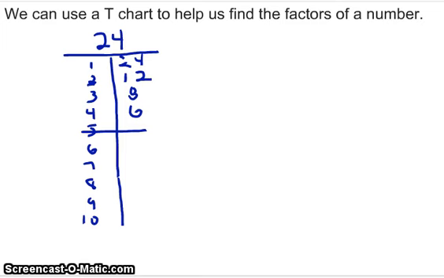And 6, we already have 6. So I'm going to put a big R on top of 6 because that number would be a repeat. We already have that on our chart. And I'm going to cross off all the numbers below. Now I have the factors of 24. But we're not finished yet. What this is right here is our work shown.